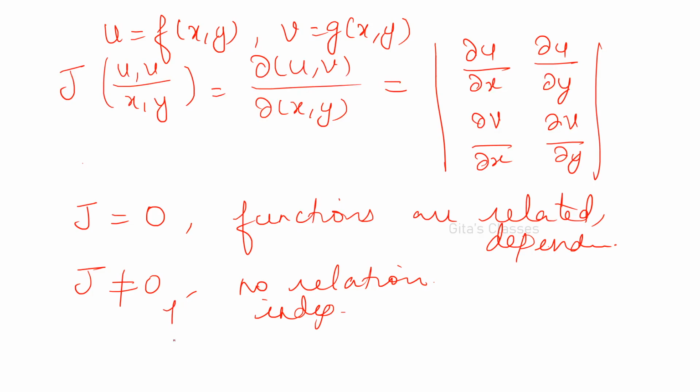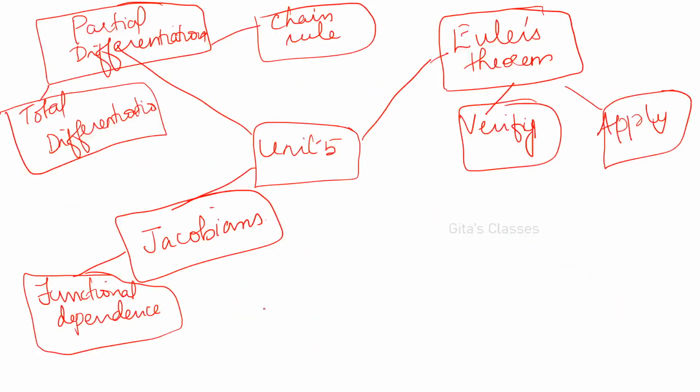Okay, so without mentioning Jacobian, if some functions are given and you are asked to find out whether they are dependent or independent, or if there is any relationship between the functions, automatically you should be able to remember that you have to find out Jacobian. If Jacobian is 0, then there is a relationship between them. If Jacobian not equal to 0, you have to say that there is no relationship, they are independent.